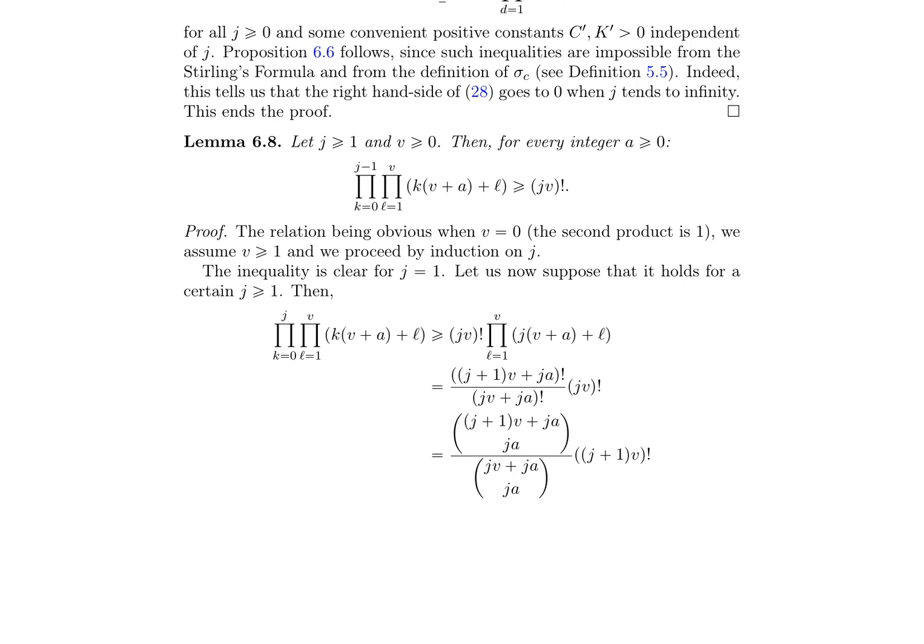This leads to a contradiction, as the right-hand side of $28$ tends to 0 as $j$ tends to infinity, which is impossible according to Stirling's formula and the definition of sigma underscore c, definition 5.5. This concludes the proof of proposition 6.6.